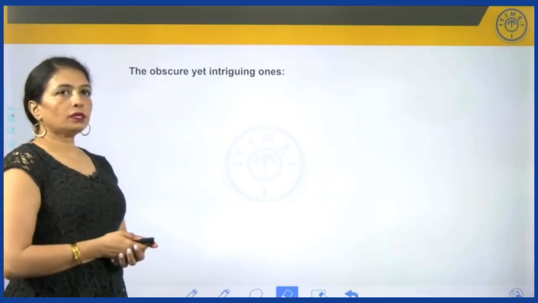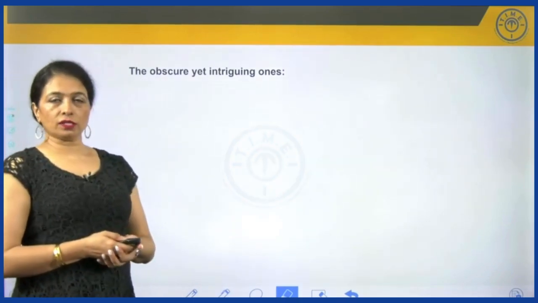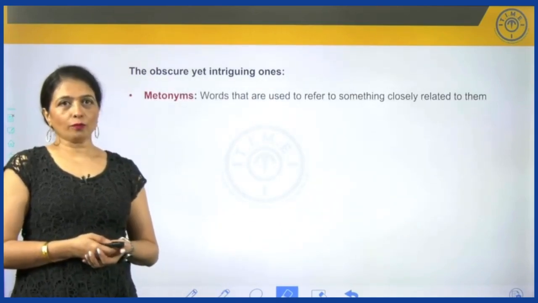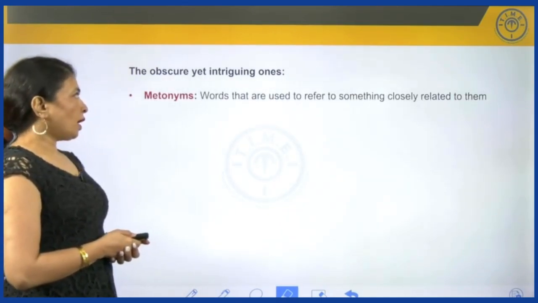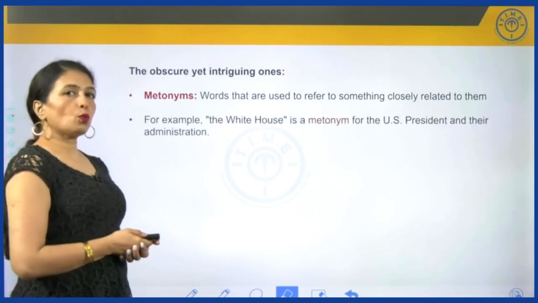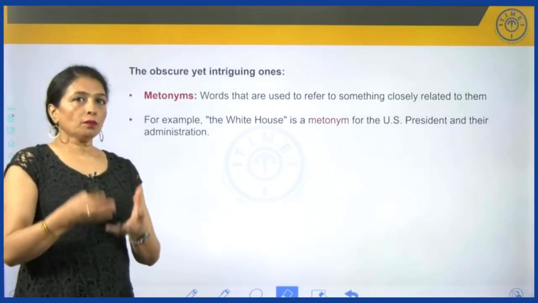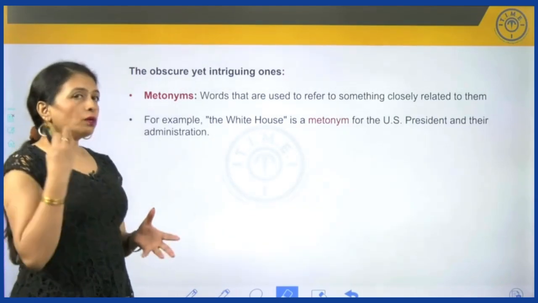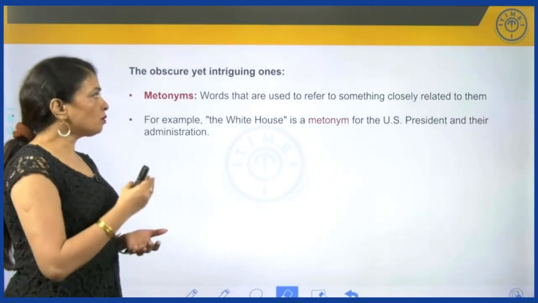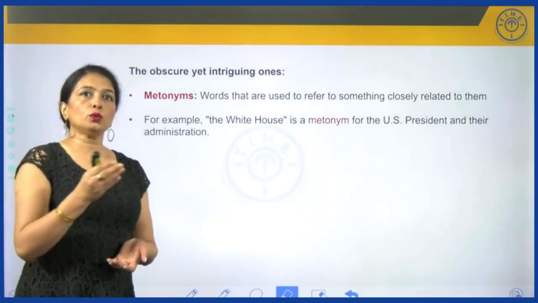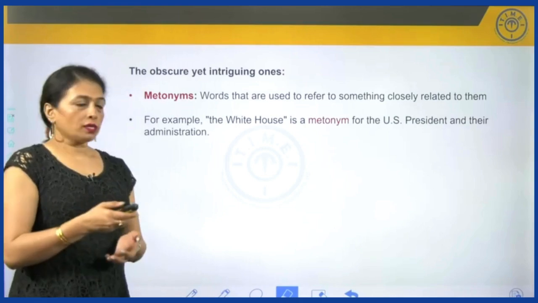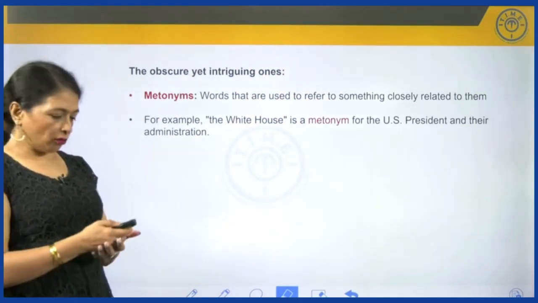We then have the obscure yet intriguing ones. Now, they are obscure because you may not have heard of them, but now at least you have more clarity. Metonyms are words that are used to refer to something closely related to them, and the example is the White House. So, the moment you come across this phrase, the White House, what pops in your mind? The US President and the administration. So, the White House is a metonym for the US President and the administration that is a part of the scene.